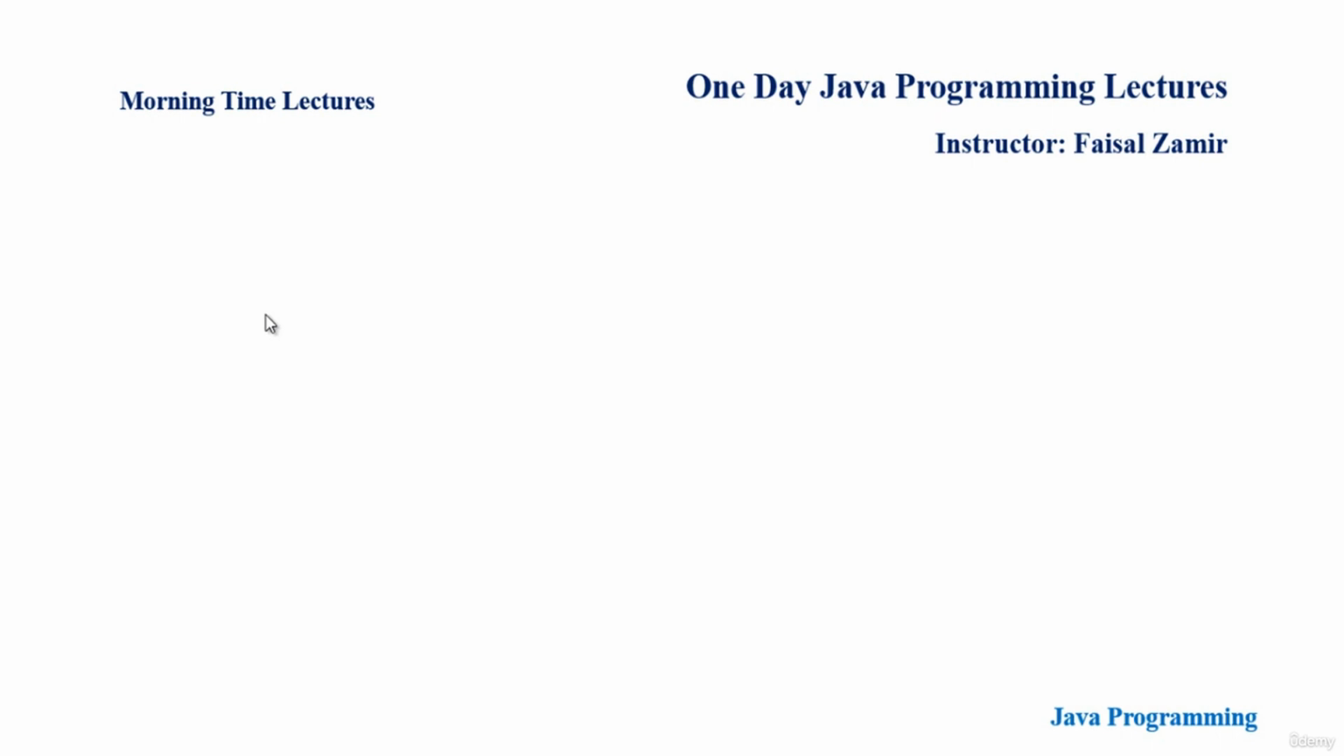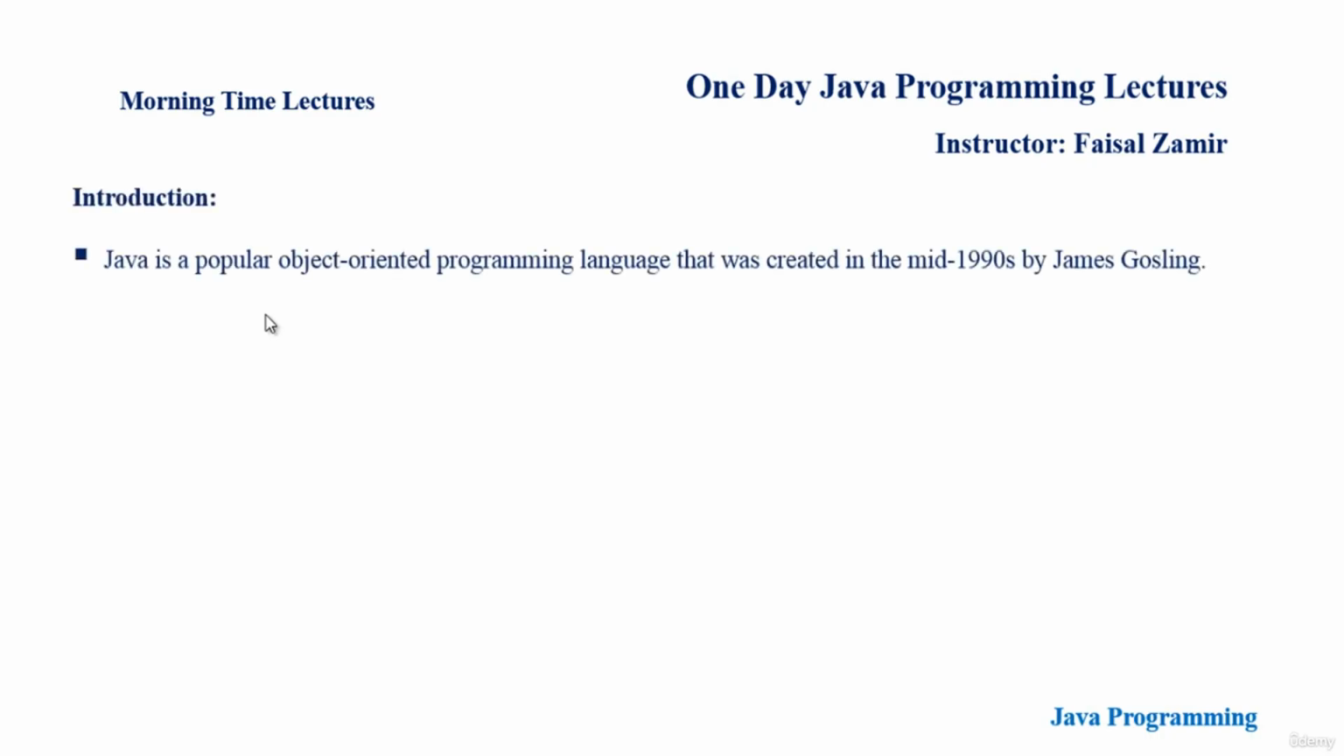Hi guys, in this video lecture, the very first lecture for the morning session of the Java programming one-day course, we will learn about the introduction to Java programming. For example, Java is a popular object-oriented programming language. It is purely object-oriented because its structure contains a class at the starting position, and in the class you have to define different methods, and then inside methods you write your code. So Java is an object-oriented programming language.